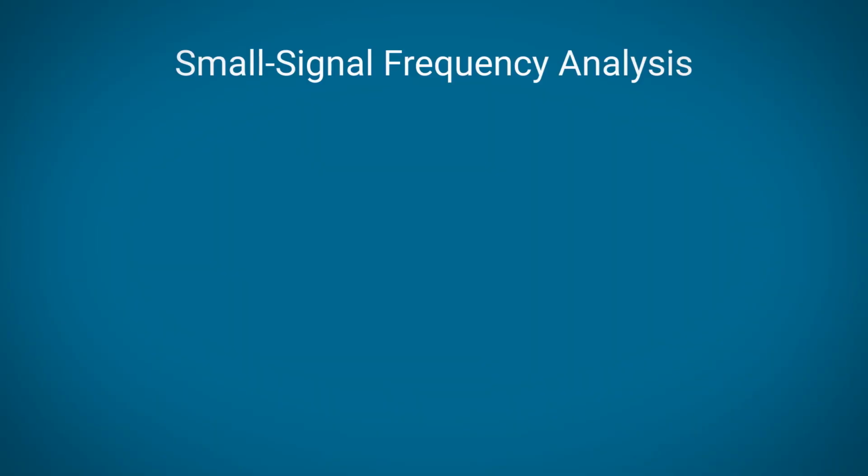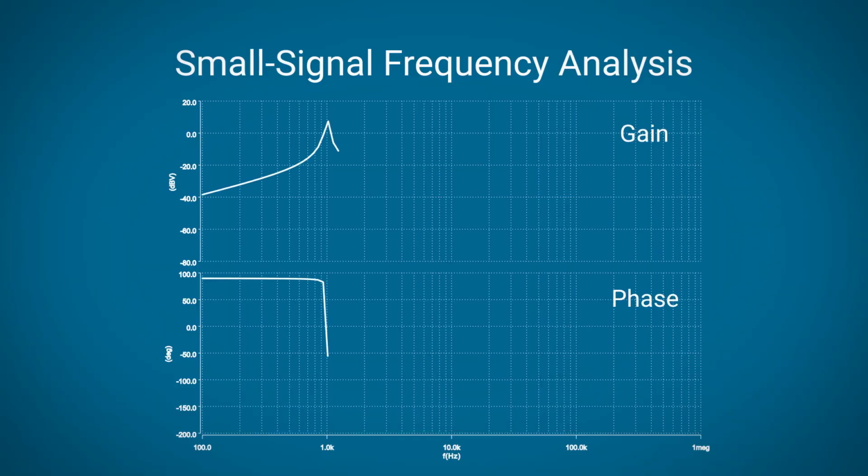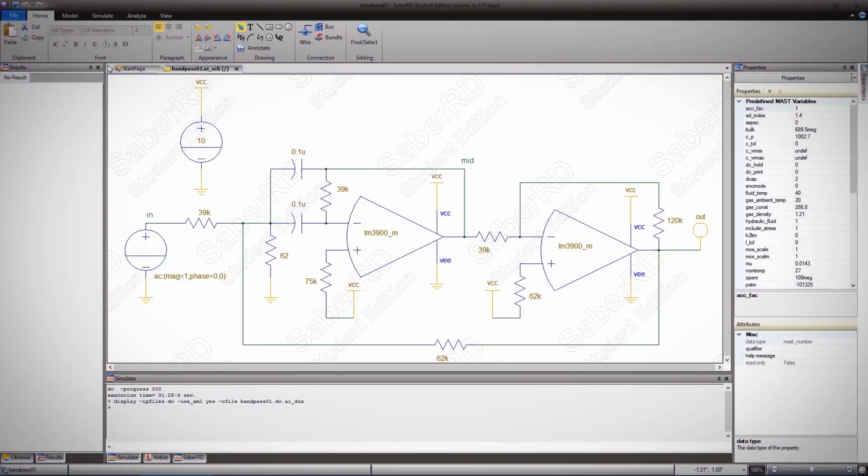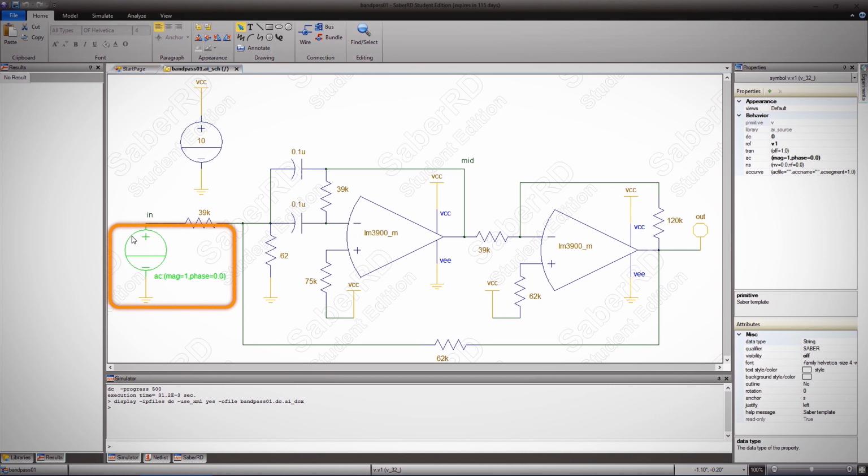Small signal frequency analysis provides insight into the response and stability of a design. We'll show how to run the small signal frequency analysis by applying it to this bandpass filter circuit. Before running the analysis, it's important that at least one source has AC stimulus specified. For this example, the input source has normalized stimulus values of 1 for the magnitude and 0 for the phase.